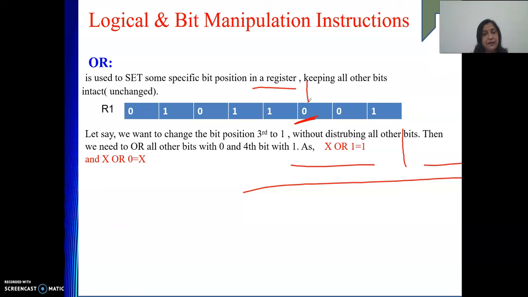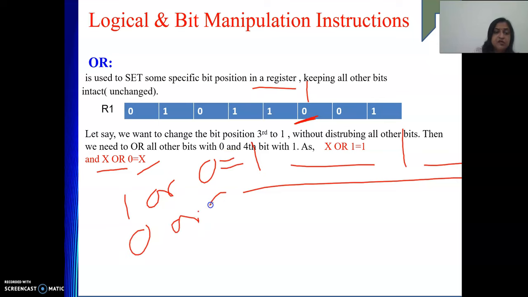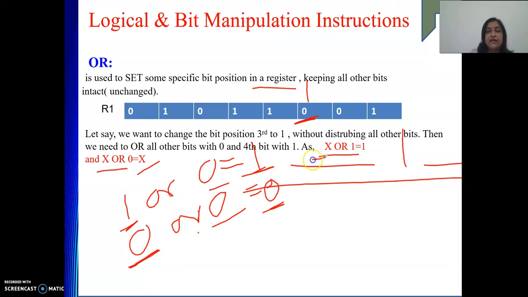You have to OR that position with 1, and all other positions with 0, because something OR 0 will be what? Something. See how? 1 OR 0 will be what? 1. Answer is 1. 0 OR 0 will be what? Obviously 0. That means whatever this value is comes as my answer. So I should OR with what? 0. This is understood. Second one is something OR 1. Then the answer will be 1, because if any one of them is 1, the result comes as 1, so it is 1.